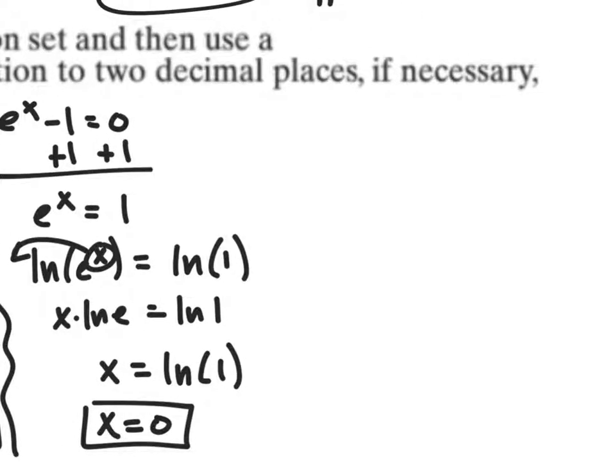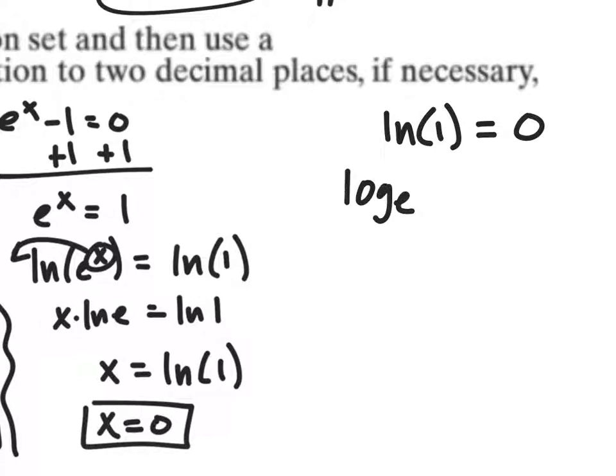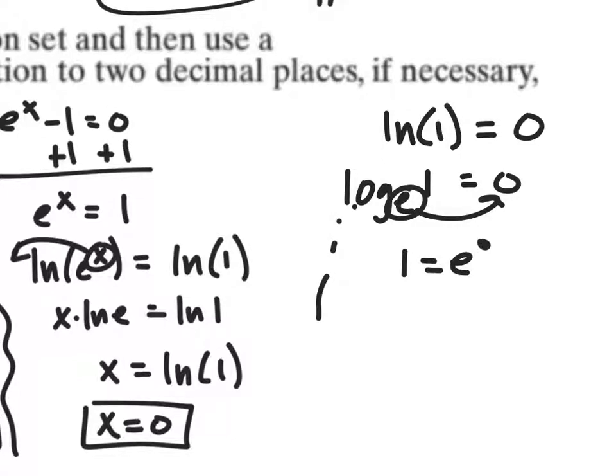So that brings us to another point. What is the natural log of 1? If I have the natural log of 1, why is that equal to 0? Let's think about that. Log base e of 1 equals 0. Well, put this into exponential form. The log drops down: 1 is equal to e to the 0 power. Anything raised to the 0 power gives us 1, and that's how we get that.